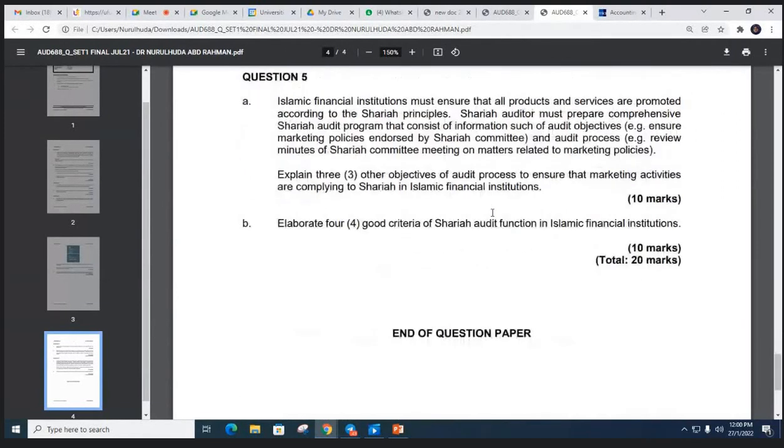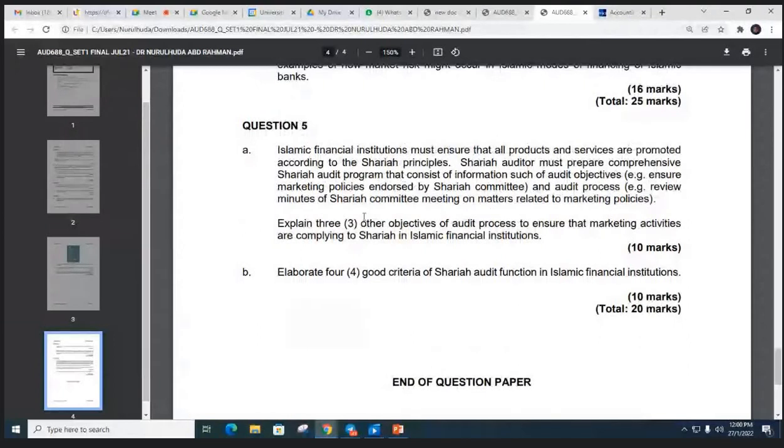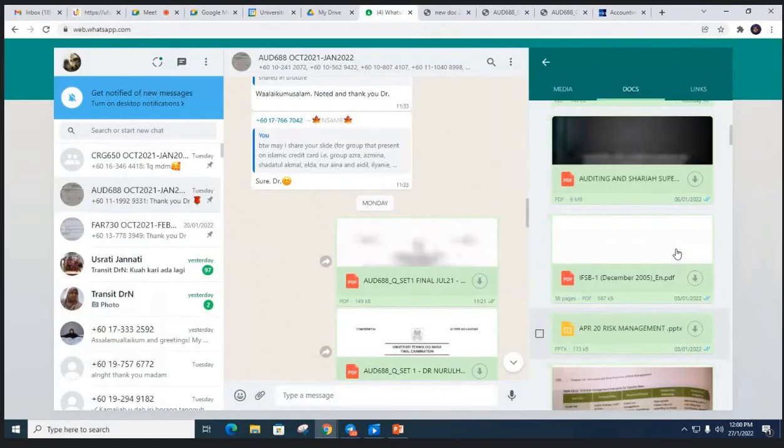Last one is audit. Islamic financial institution must ensure that all product and service are promoted according to Sharia. Sharia audit must prepare Sharia audit program. I have already shown this in here. Is there Sharia audit here?